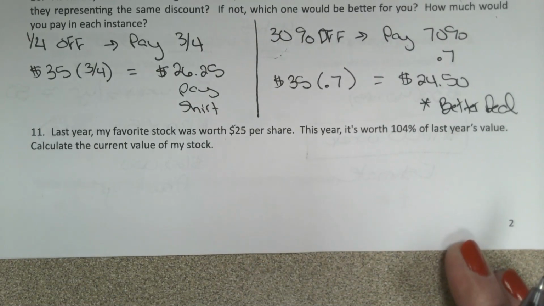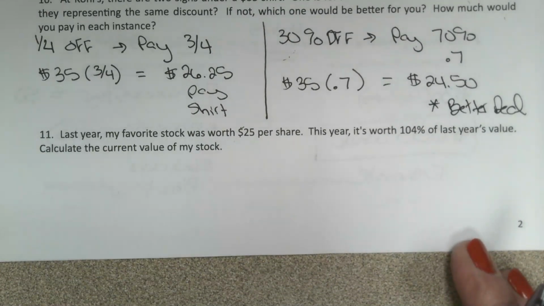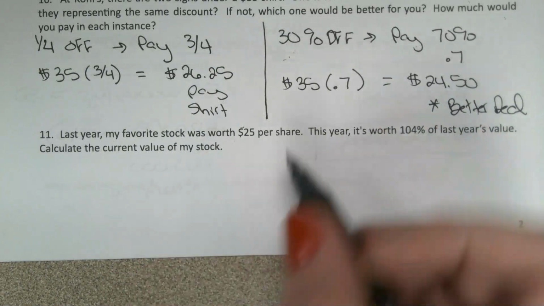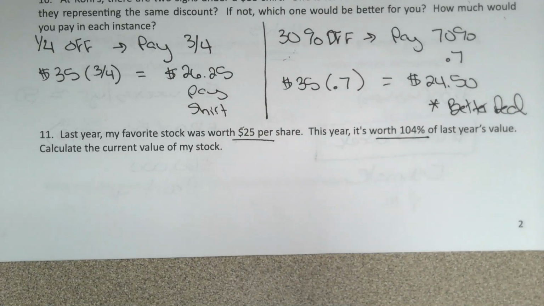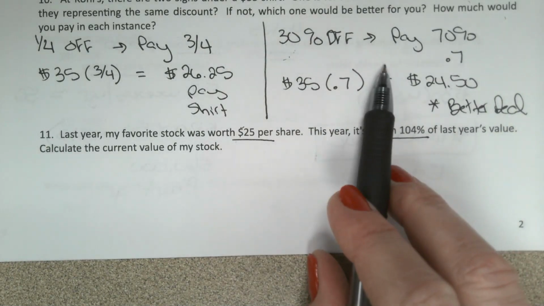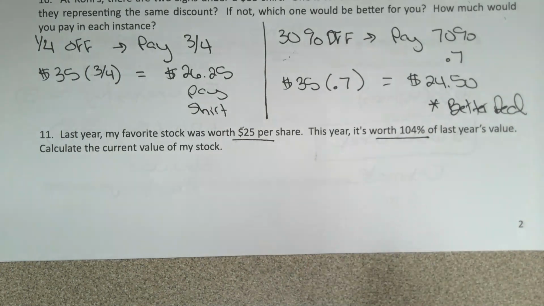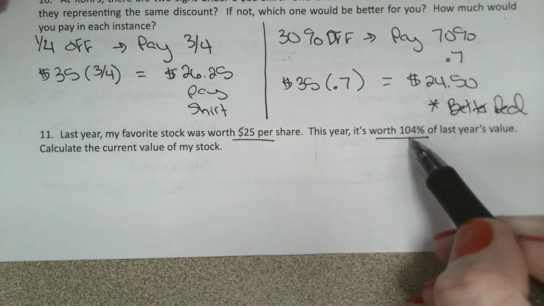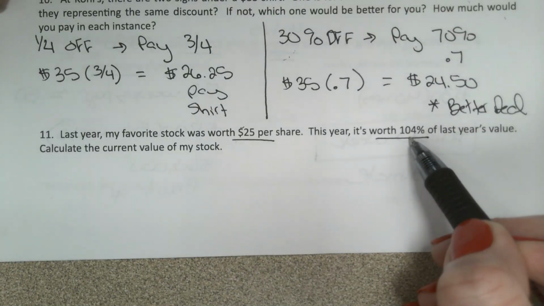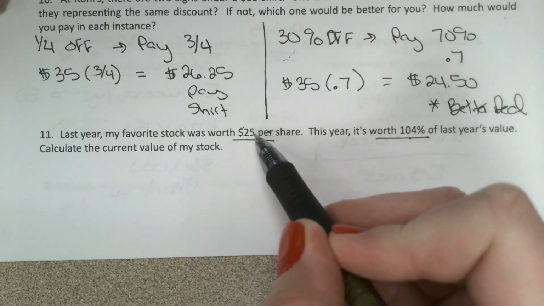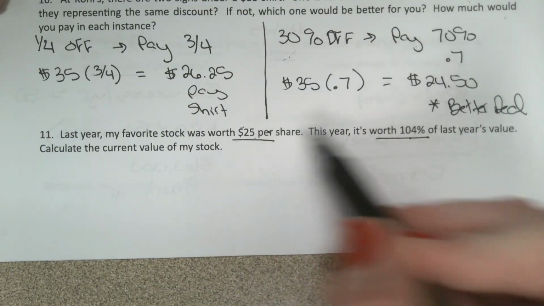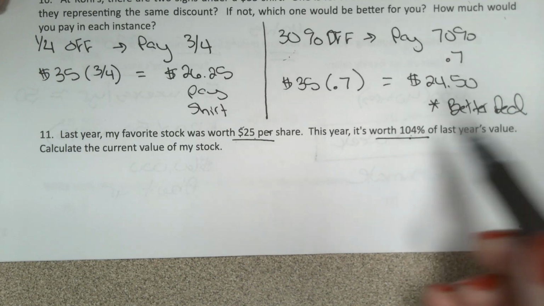All right, so let's talk about stocks for a minute. Last year, my favorite stock was worth $25 a share. Today, it is worth 104% of last year's value. A minute ago, we said that 100% is the most. So if you have 104% of something, that means it is going to be more than $25. So it's going to be $25 plus a little bit more than that.